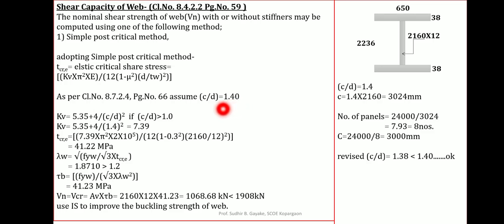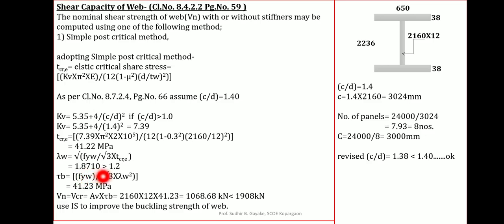Now exactly you calculate the kV factor. So kV factor, when C by D ratio is 1.4 or greater than 1, is 5.35 plus 4 divided by C by D ratio squared. If C by D is greater than 1.0 and we are getting 1.40, therefore I will get now kV value as 7.39. Now putting that 7.39 for calculation of elastic critical shear stress, tau CRE, that is 41.24. Calculate slenderness ratio lambda W and simultaneously go for calculation of tau B. I am getting tau B value as 41.23 MPa.